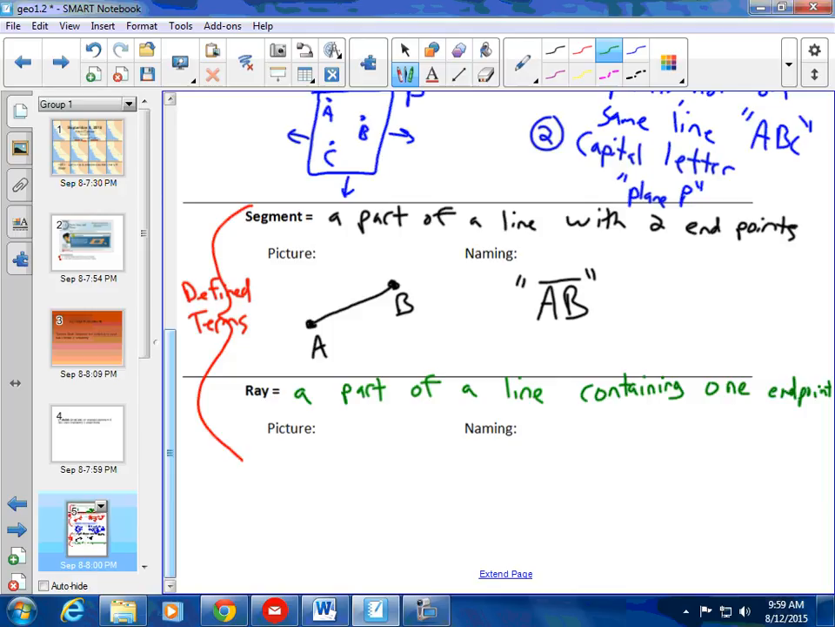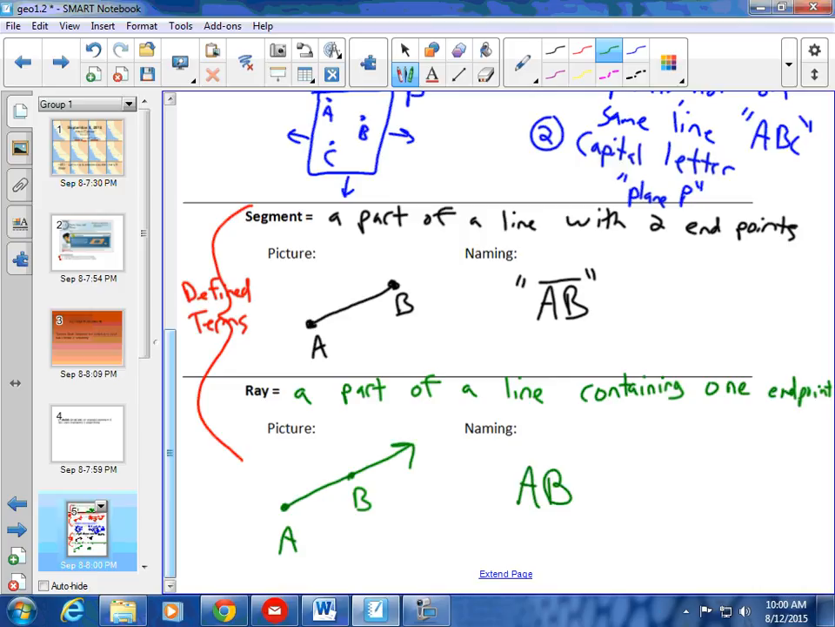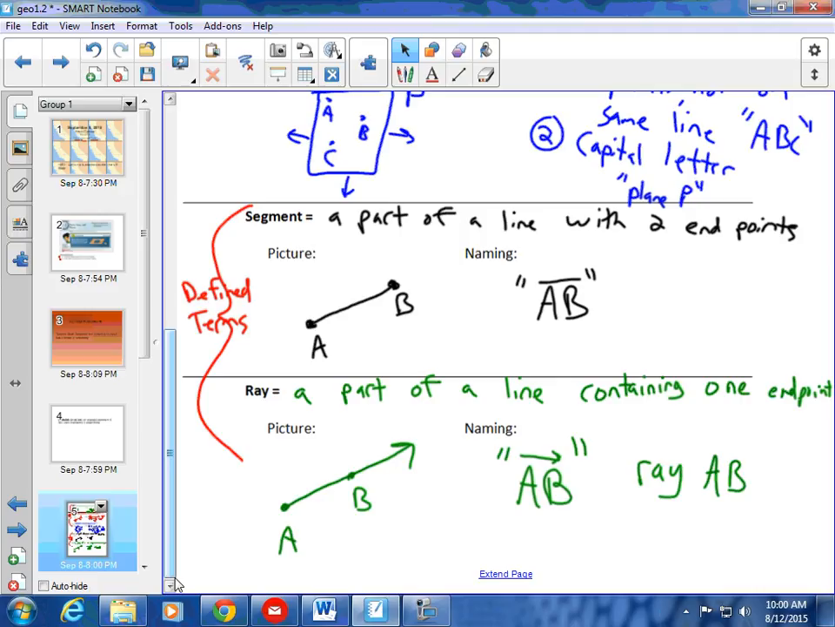I think it's best to draw a picture for that. We're going to have point A here, point B here. Still has to have two points, but one of them is actually an endpoint. The other one, it goes through that point. So our naming of that would be using the two letters again. It's AB, only this time you're going to probably be able to guess it with a ray on top. It's got to have the arrow on one side. So that would be ray AB. All right, so those are a couple defined terms.